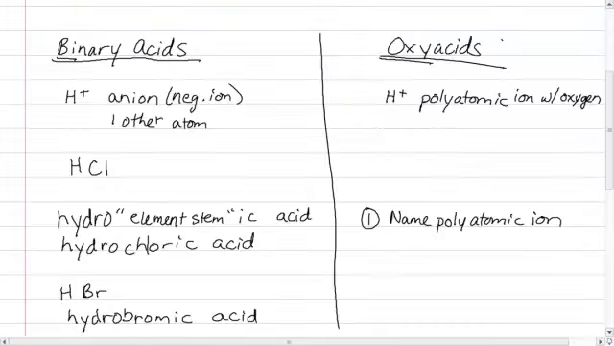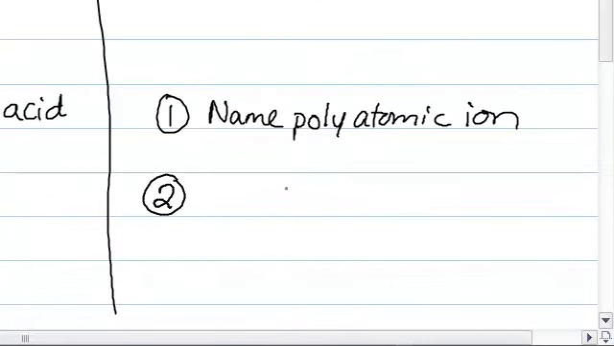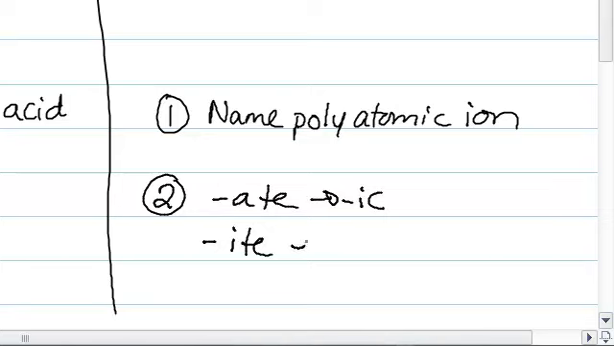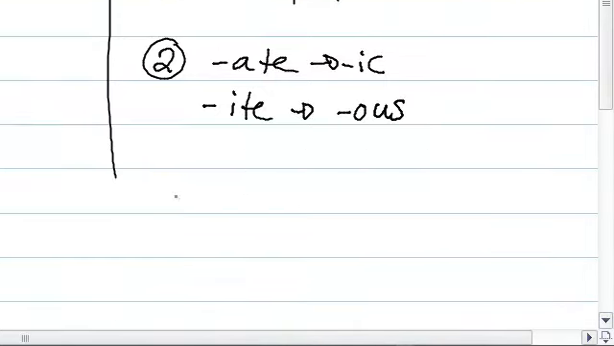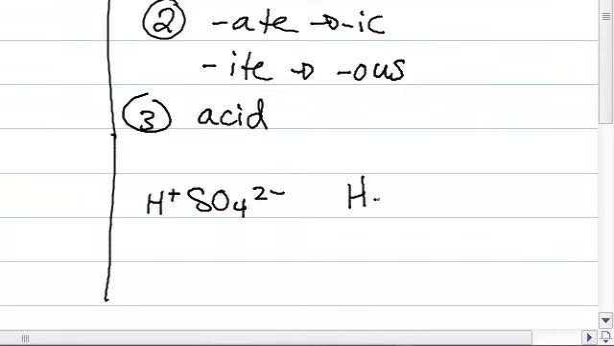So when we look at naming, we take the name of the polyatomic ion. If it has an ending of ate, we change it to ic. If it has an ending of ite, we change it to ous. In the last step, we add acid to the end of the name. So one of our polyatomic ions was SO4 2-, mixed with an H+, we'd get H2SO4.